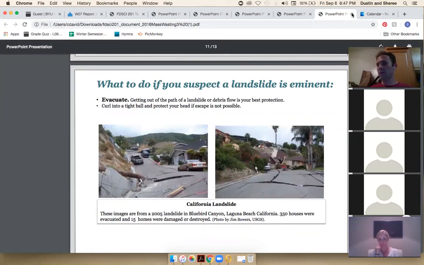So I think that's all we're going to talk about with landslides. Are there any questions on landslides? That should give you a good overview for what you need for this.